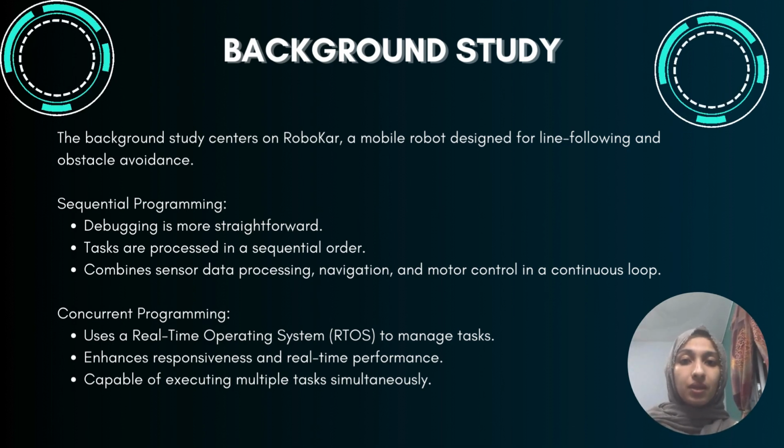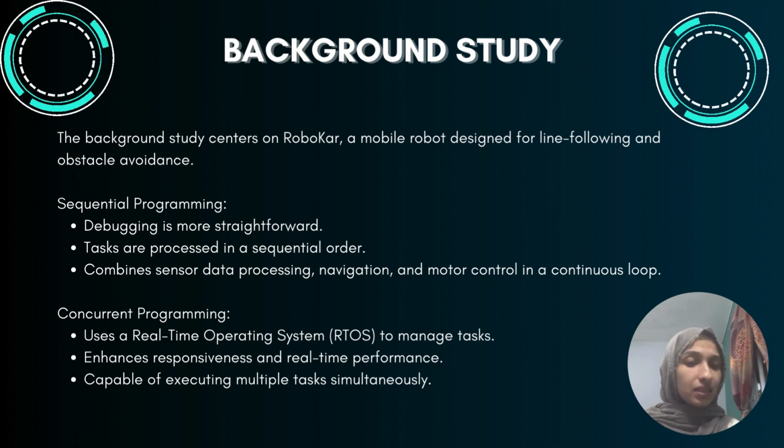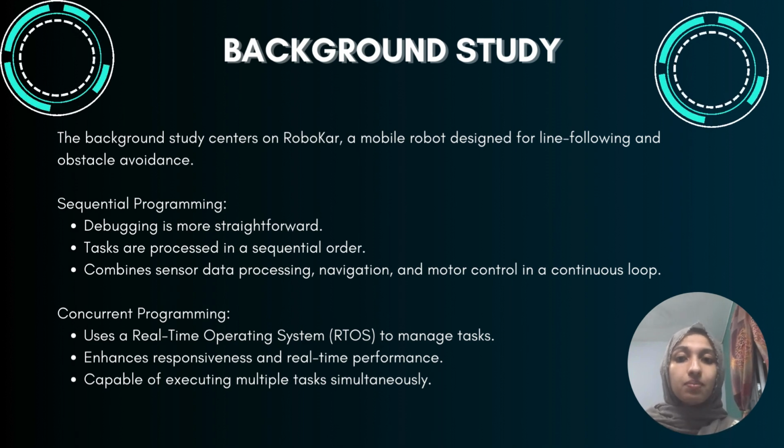In sequential programming, the debugging is more straightforward and the tasks are processed in a sequential manner. That means one after another, the tasks are completed. It combines the sensor data processing, navigation, and motor control in a continuous loop. On the other hand, concurrent programming uses a real time operating system to manage the tasks. It enhances the responsiveness and real time performance. The system is a bit complex, but it is capable of executing multiple tasks simultaneously.